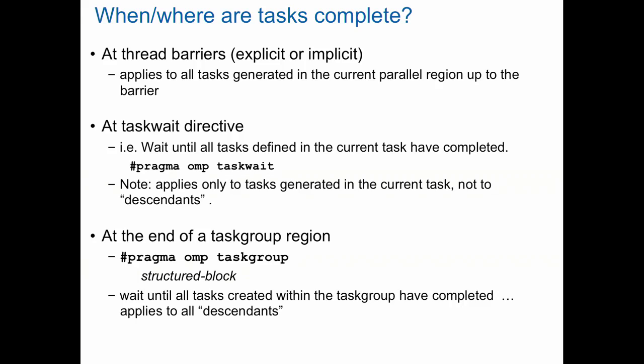So let's dig into tasks in more detail. So when do the tasks complete? And where are the points in the code we construct where we know they will complete? Well, they complete at thread barriers. So the tasks generated in the current parallel region will not proceed past that region until all the tasks complete. Now, there's a directive I'll give you an example of in a moment called taskwait. It defines an intermediate point where it will not continue until the tasks defined in that scope have completed. But basically, it applies to the tasks generated in the current task, not to any tasks created inside those tasks. We'll get there.